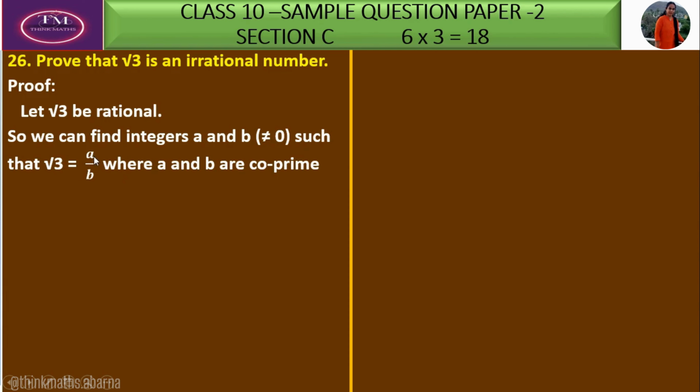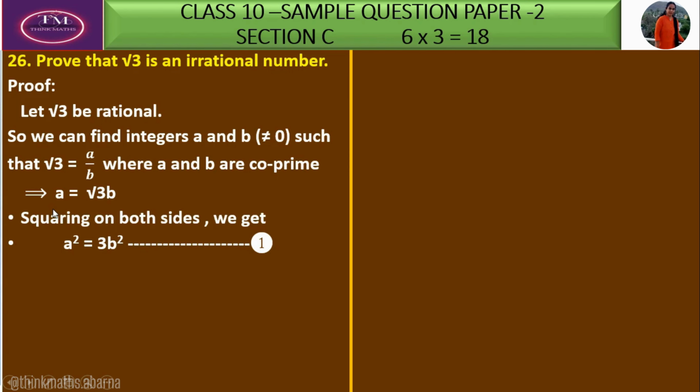So root 3 is equal to a by b. What can we do? We can write a is equal to root 3 b. We just cross multiply: if root 3 is equal to a by b, then a is equal to root 3 into b, since b is in division, it goes to multiplication. Now we square both sides. Then a square equals root 3 whole square, which is 3, times b square. So we got a square equal to 3b square. This is the third step.